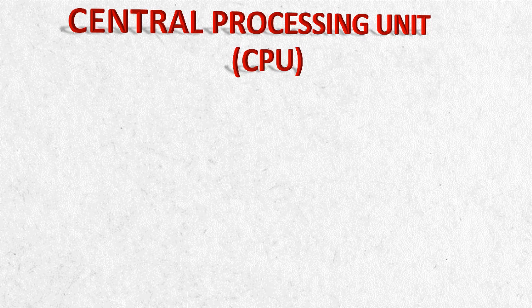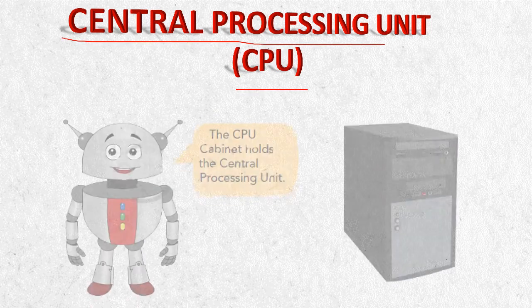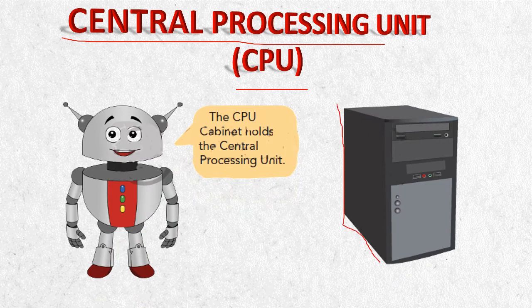Next we'll see about central processing unit or CPU. Okay, so this is the CPU cabinet. It holds the CPU inside. So this rectangular box is called a CPU cabinet. Okay, so inside this box we have CPU. So what is the full form of CPU? Central processing unit. Okay, don't forget the full form of CPU is central processing unit.